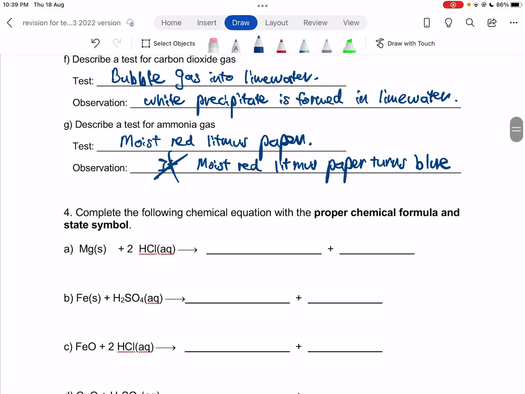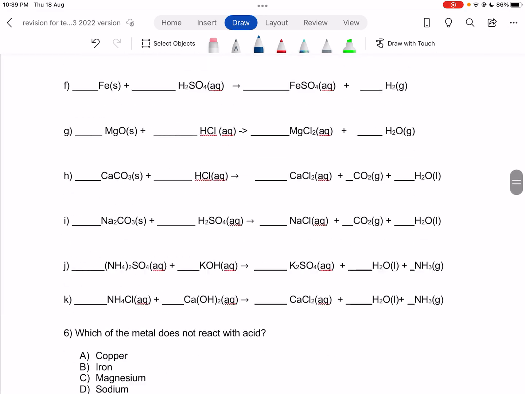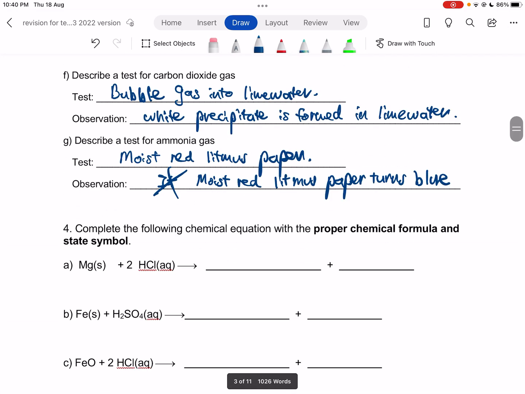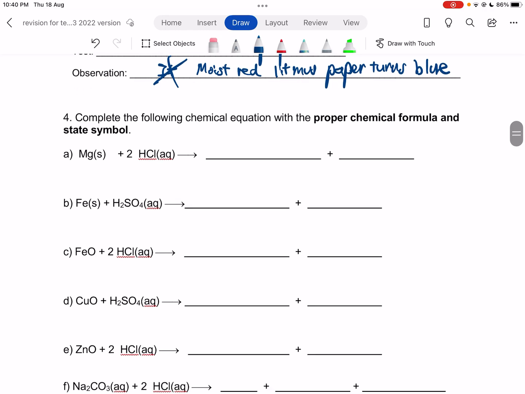Right, let me see how much I have. Wow, it's a long worksheet. Okay, right, let's look at question number 4. Complete the following chemical equation with proper chemical formula and state symbols.